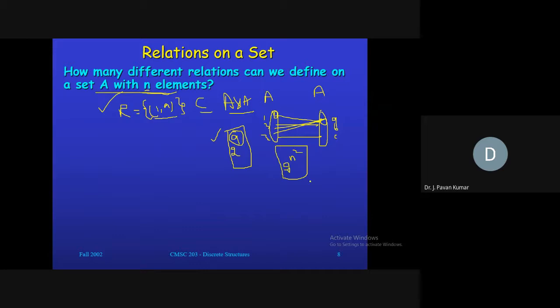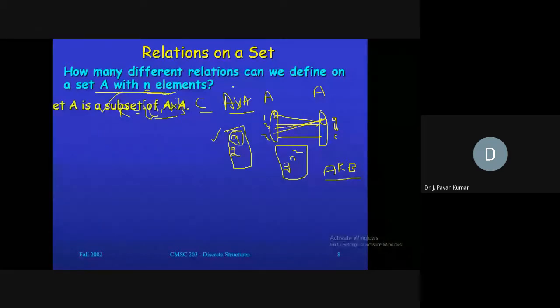Suppose the relation is defined on two sets A and B, where the cardinality or size of A is n and the size of B is m. Then what will be the number of relations that we can form? 2 power n... 2 power? N into m. No, 2 power n into m. Okay, so this is the number of relations that we can define.